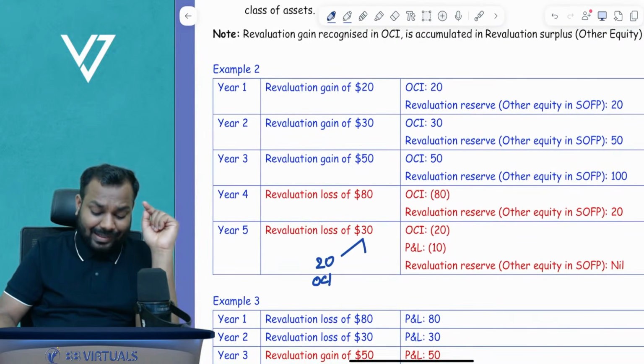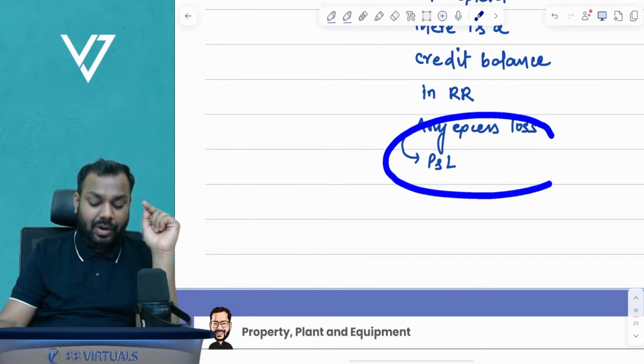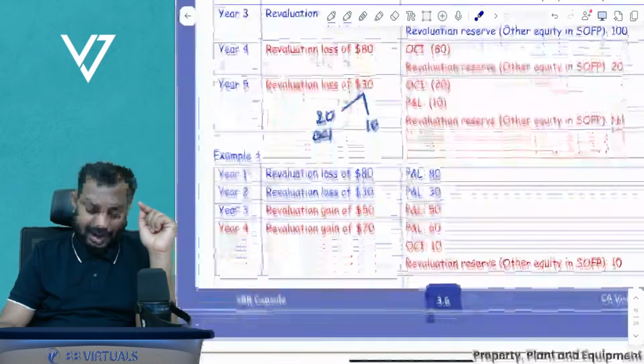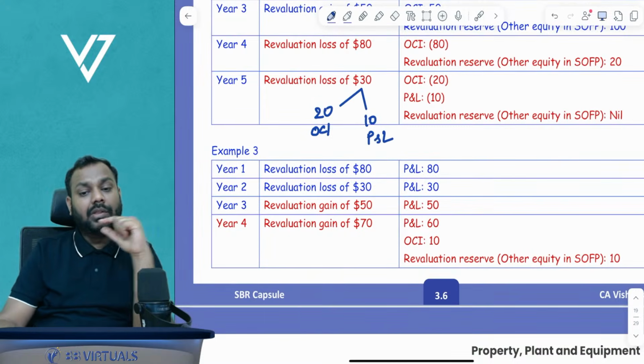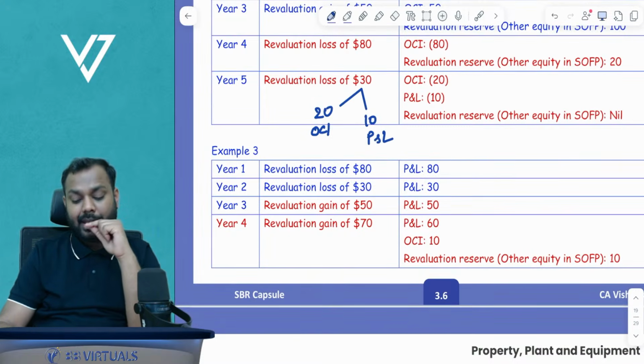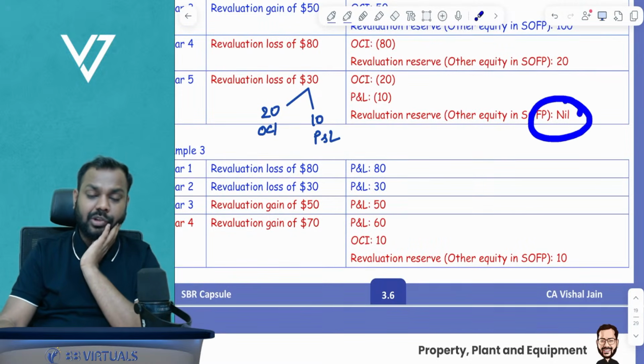What about the excess 10? That is excess loss. Any excess loss will be recognized in P and L. So this loss of 10 will go to P and L. Is that clear, everyone? And the revaluation reserve will become 0.